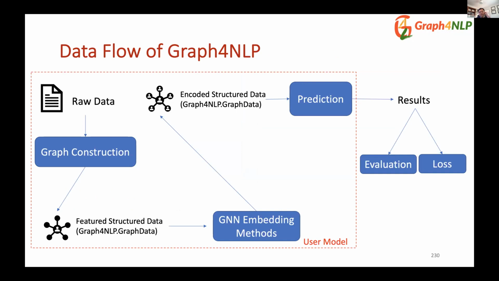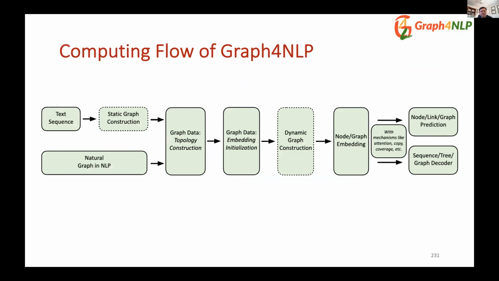You have raw data, you go through our graph construction module to get graph construction data that define our library, and then we send that to our graph embedding module to get embedding for each of the graph nodes, and then we will send that to the prediction module. Depending on whether you're doing the classification task or generation task, you choose the corresponding evaluation and loss functions. So this is the computing flow for our GraphNLP.